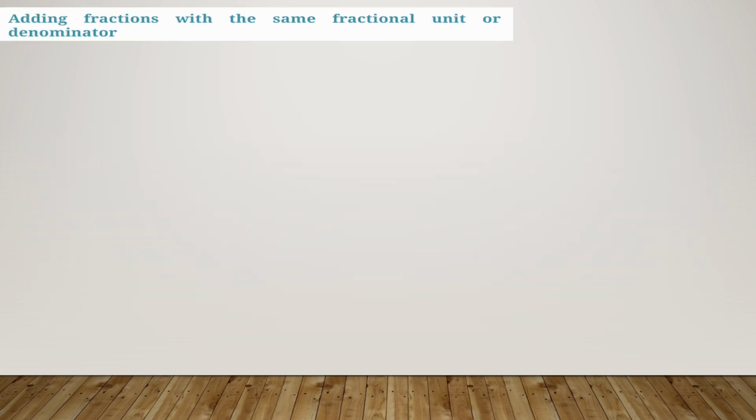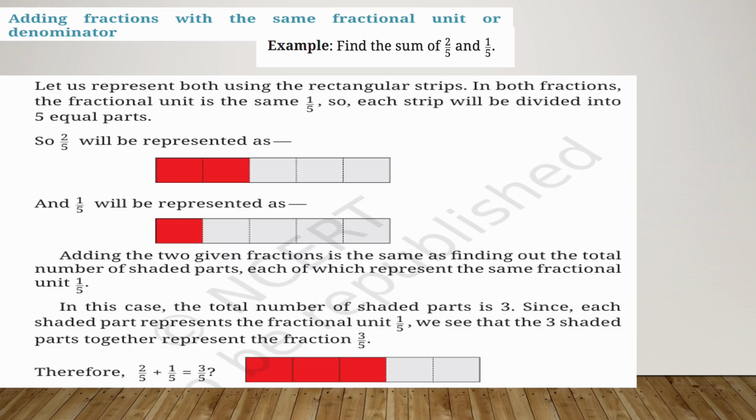Adding fractions with the same fractional unit or denominator. We have given some fractions and we have to add these fractions. Here, the denominators are same. Example, find the sum of 2 by 5 and 1 by 5. See, in both these fractions, 2 by 5 and 1 by 5, denominator is 5. Denominator is same. Let us represent both using the rectangular strips. In both fractions, the fractional unit is the same. The fractional unit is 1 by 5.